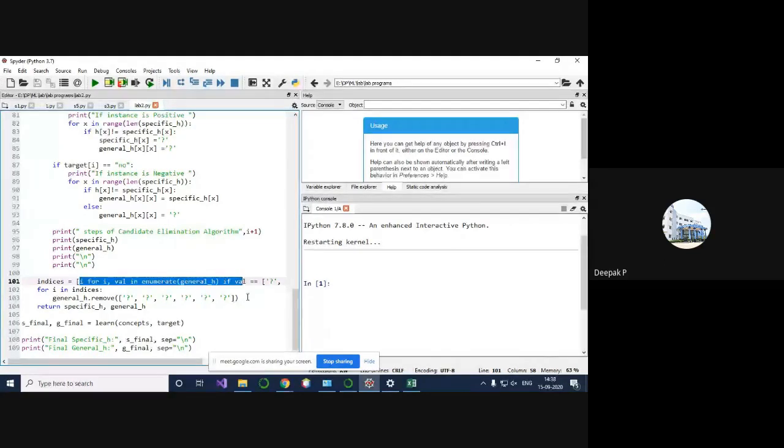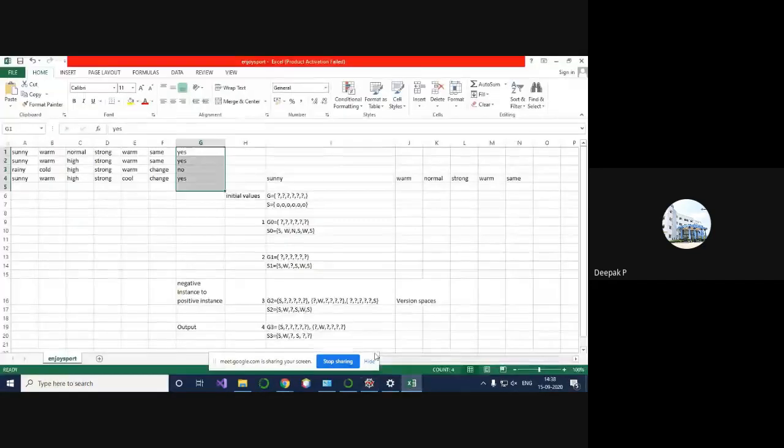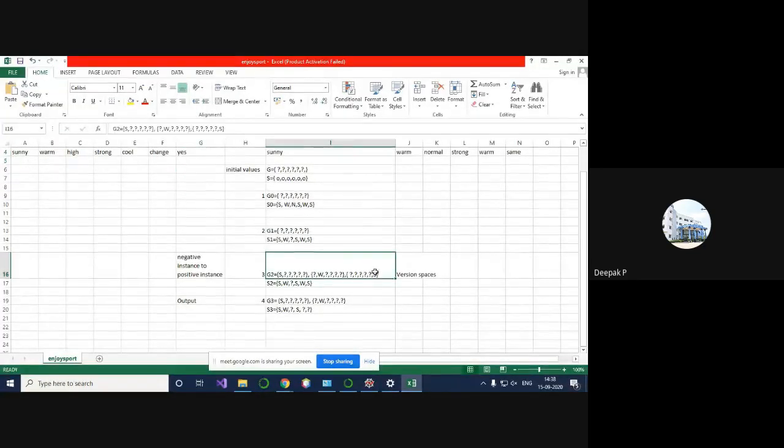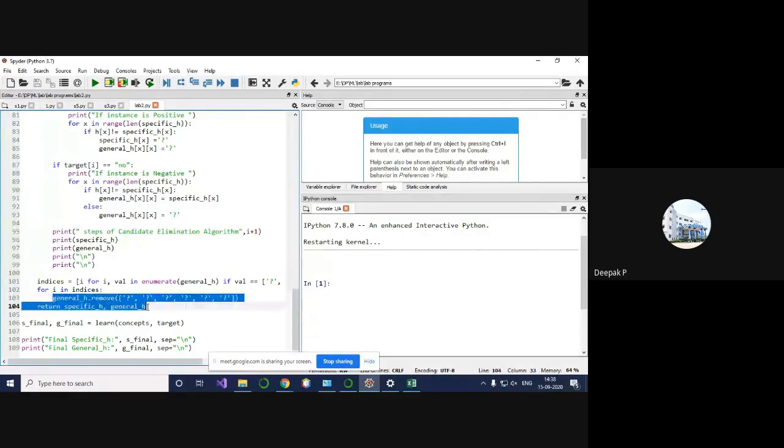And sometimes I need to remove the data values, when the data is an inconsistent one like this. So in this third instance, I had removed this inconsistent data because it's not an important factor when I compared it with the earlier more general hypothesis. So what I should do is remove this. So this will be done here. The general hypothesis will be removed for those having the question mark, which is nothing but inconsistent data.